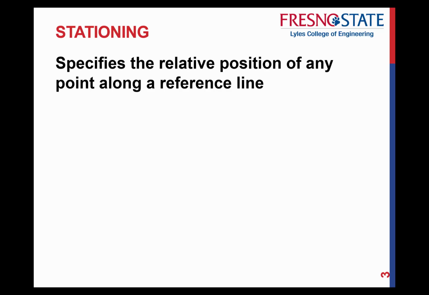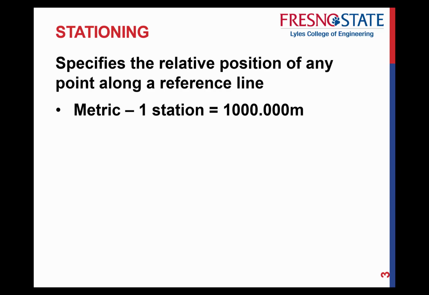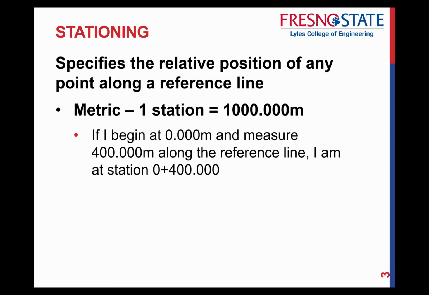We will have examples of using that here in the future. In metric, one full station is 1 kilometer, or rather 1,000 meters. So if I gave you a similar instance right here where I told you I began at 0, measured 400 meters along that line, what station am I at?